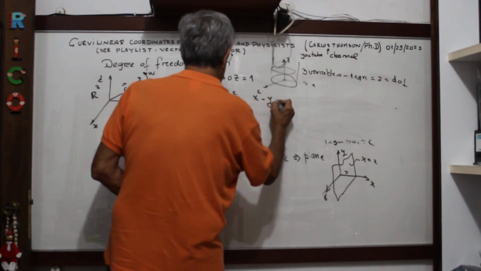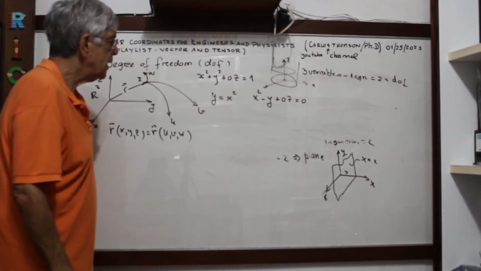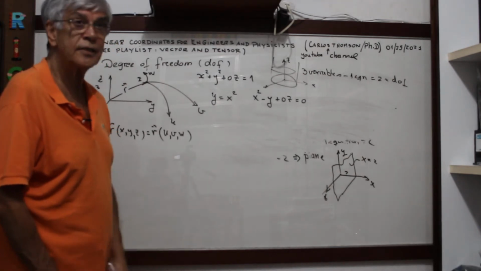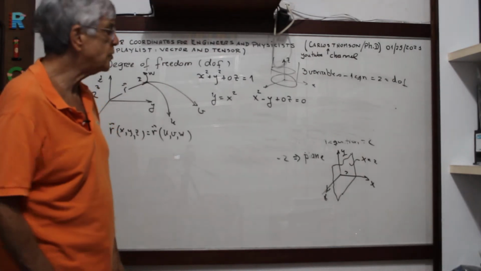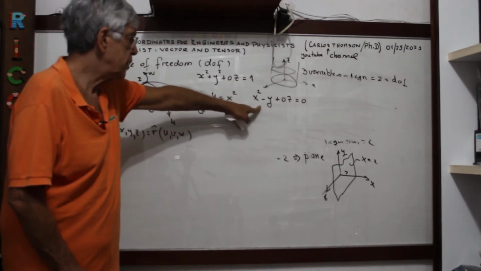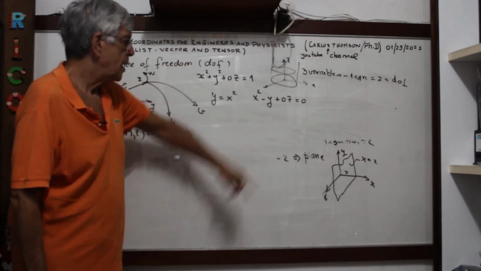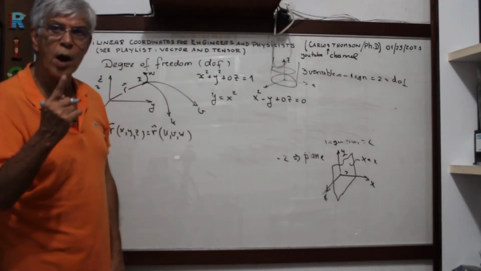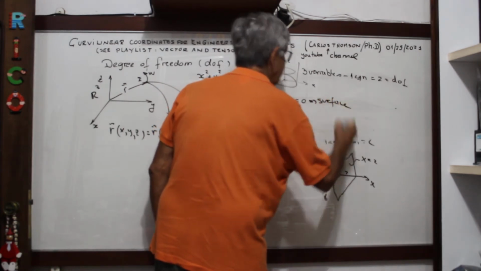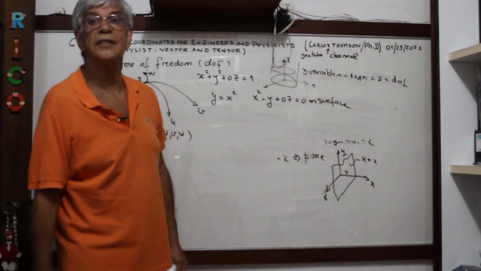minus y plus 0z is equal 0. So clearly this is in this case a surface or a curve. Okay, how many variables do I have here? Here I have 3 variables. How many equations? 1 equation. So this is a surface. We call it a parabolic cylinder.